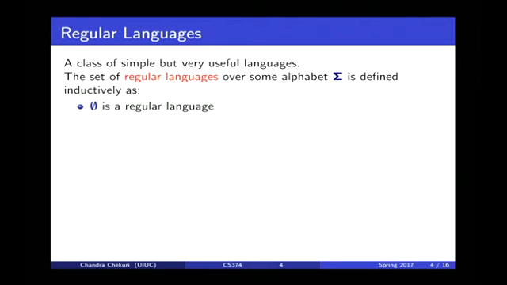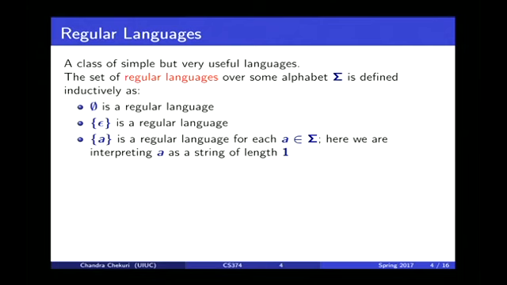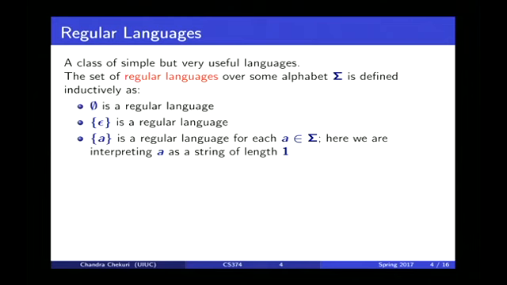This is an inductive definition. The empty set is a regular language. The empty set should be there in any interesting class of languages. The set containing epsilon is a regular language. Every letter of the alphabet interpreted as a string is also in the language. Agreed? Now these are base cases, these are simple languages: the empty set, the set containing epsilon, and for every letter, the set containing just that letter as a string. They're all regular languages.